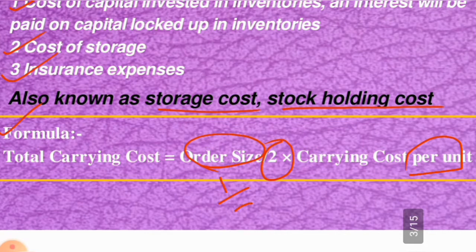Why do we divide the amount by 2? There is a reason, because we assume that half of the amount which has been purchased will be sold and half will be stored in the warehouse. That's why we always divide the carrying cost. While calculating the total carrying cost, we always divide it by 2.